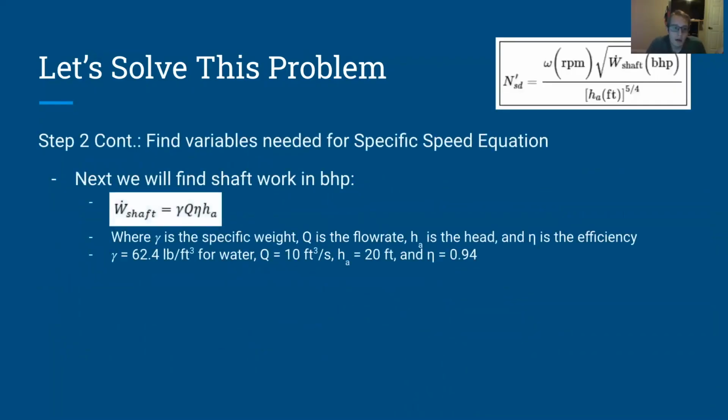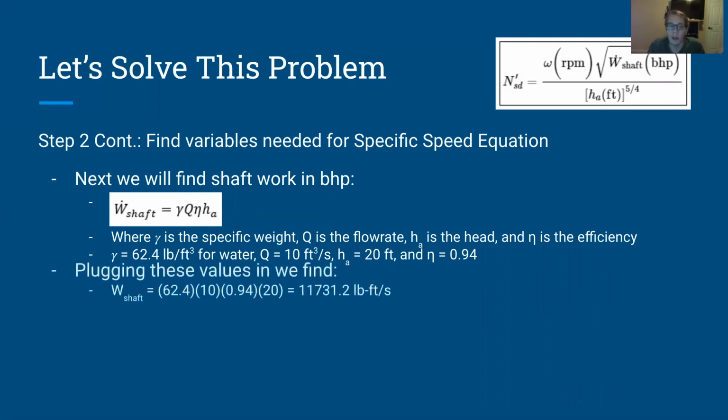So continuing to solve for the variables that we need, the next thing that we'll find is shaft work in horsepower. And we're going to do that following this equation that you see. This equation was defined in section 12.8.2 of the Munson-Young and Okishi text, which you can read for further derivation, but that's not really the focus of this problem. We're just going to apply this equation. So we need the specific weight of water, the flow rate, the efficiency, and the head in order to solve for shaft work. So we're going to assume an efficiency of 94%.